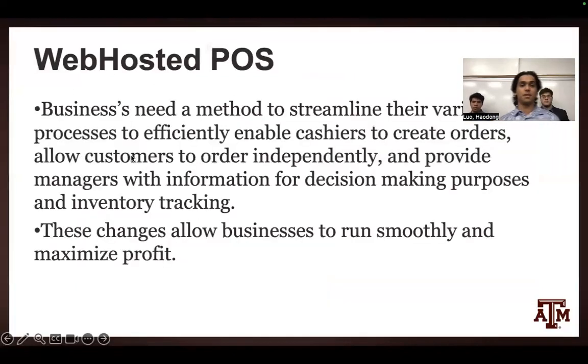So our problem statement. Businesses need a method to streamline their various processes, making it all easier to function. Running a business involves a lot of back-end processes, so automating all that makes it easier to run. Things like updating inventory, tracking restocks, as well as taking orders. Our POS system has a method where customers can take orders online, so they don't even have to take orders right in front of the retail store.